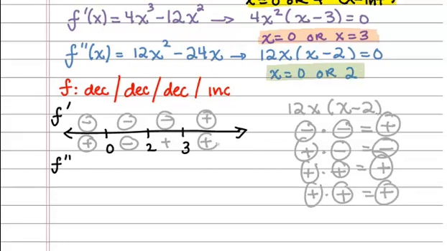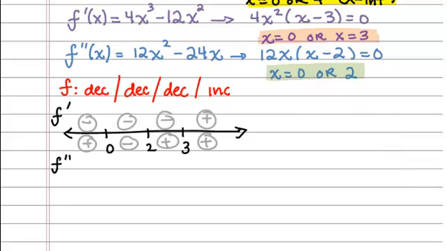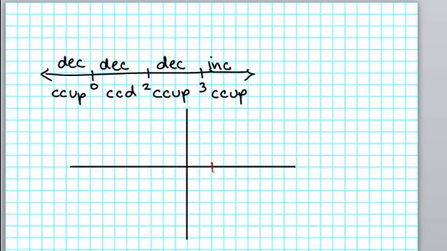So therefore, my original function, for x less than 0, is going to be concave up. Then between 0 and 2, concave down. Then concave up between 2 and 3, and concave up after 3. Now let's go ahead and sketch a graph.